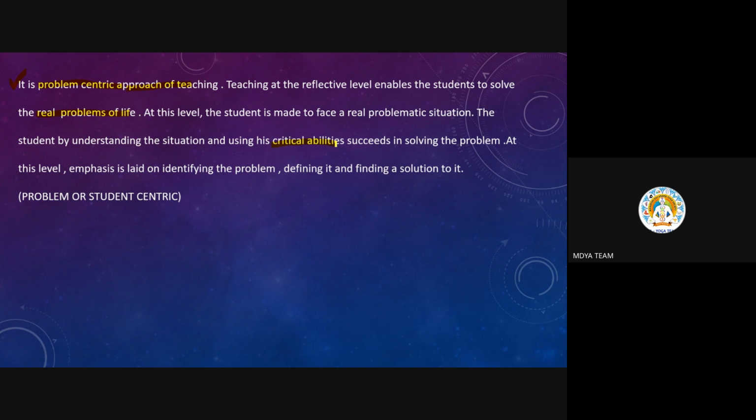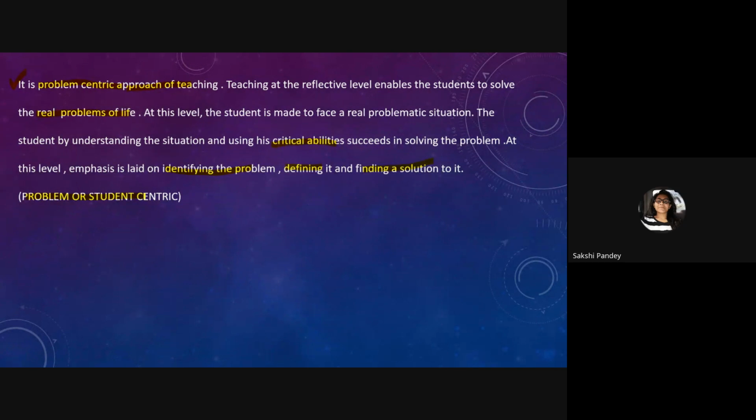In MLT, there is your mental ability, in the second one, ULT, there is your thinking ability, and in RLT, your critical abilities are there. Critical abilities succeed in solving the problem. At this level, emphasis is laid on identifying the problem, defining it, and finding a solution to it. So this is problem or student centric. Clear? Any doubt from reflective level of teaching?